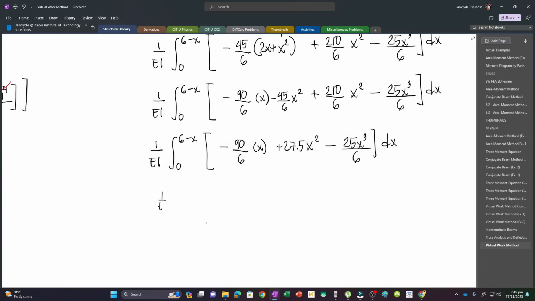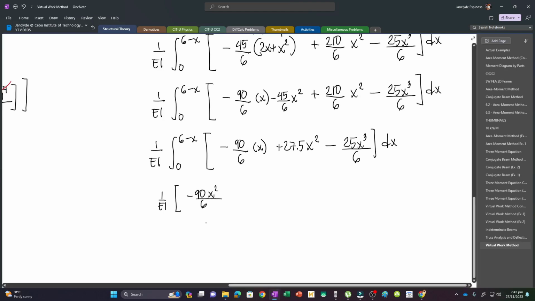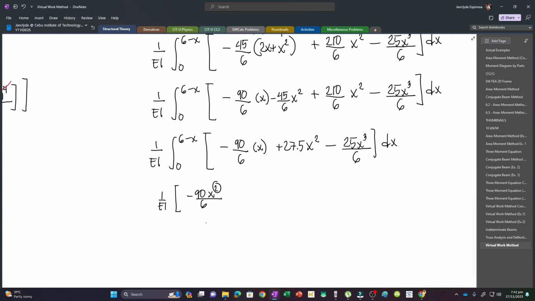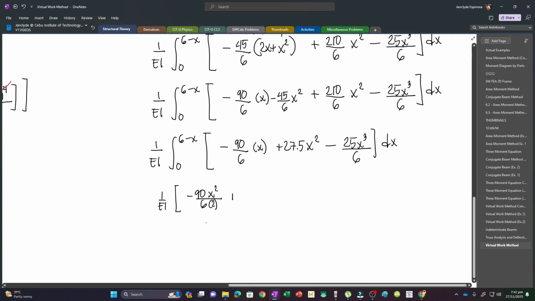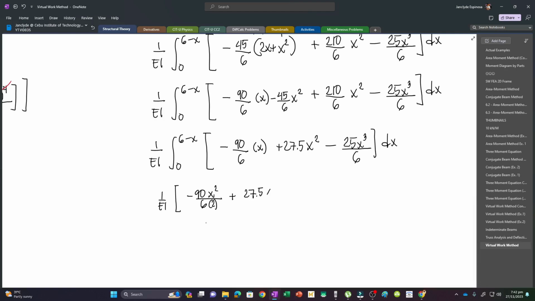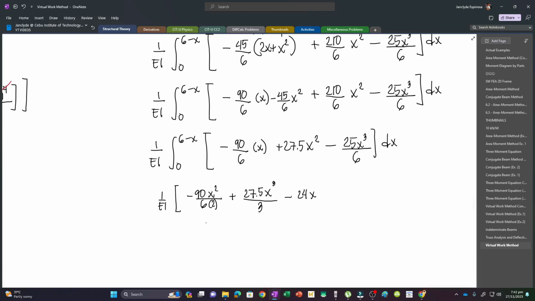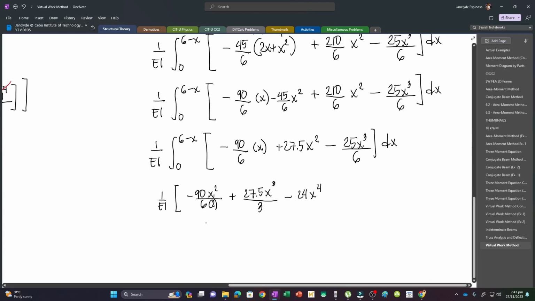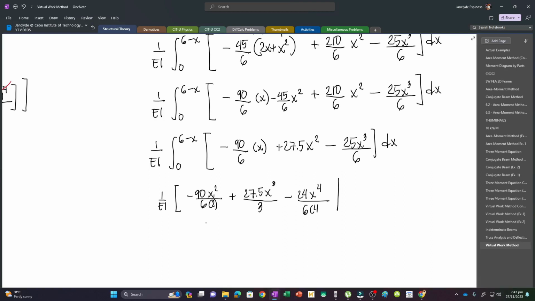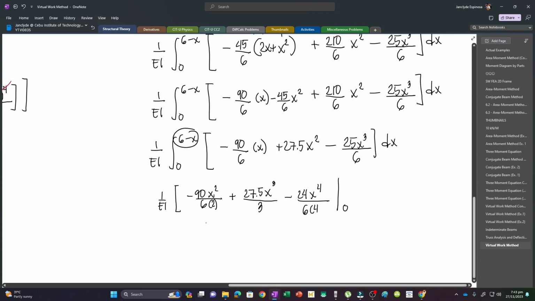Magiging 1 over EI multiplied by negative 90 over 6 plus 1 tayo dito, magiging x squared. And then over, multiply natin to sa denominator. So, 6 times 2. And then plus 27.5x plus 1 tayo dito, magiging cube, and then over 3. And then minus 25x plus 1 tayo dito, magiging 4, and then over 6 times 4. And then we will apply the limits, which starts at 0 and then ends at 6 minus x.